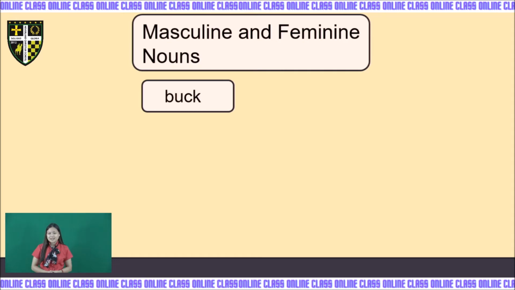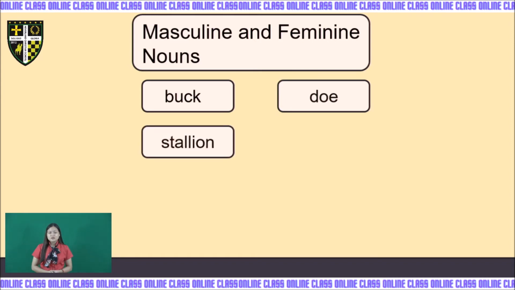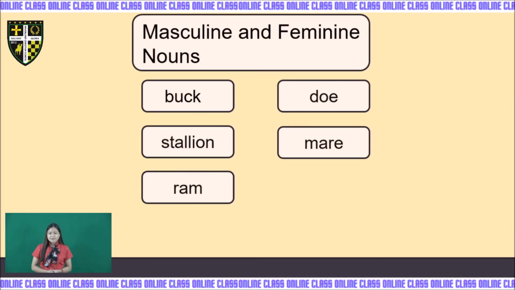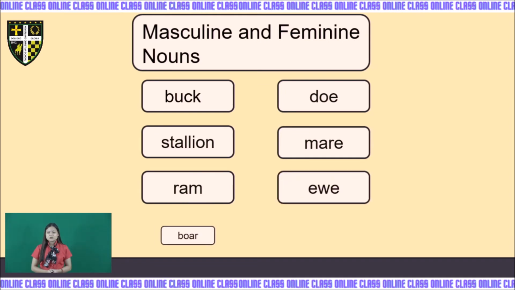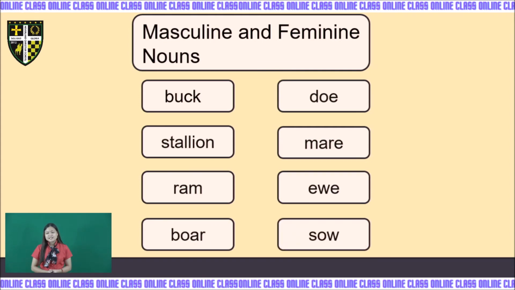So we have buck and doe. These examples are animals. Stallion and mare. Ram and then ewe. Boar and then sow. As you can see, beside the ram, we have the word ewe. You may know the word but not know how to pronounce it. You will pronounce it as "you." Again, "you."